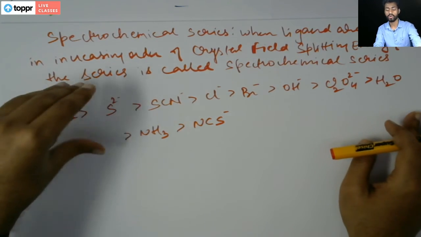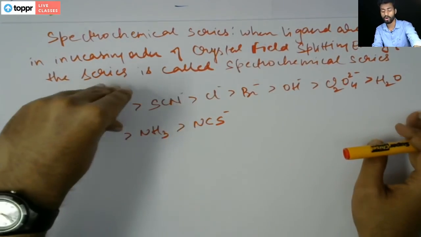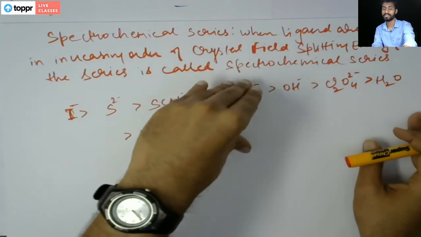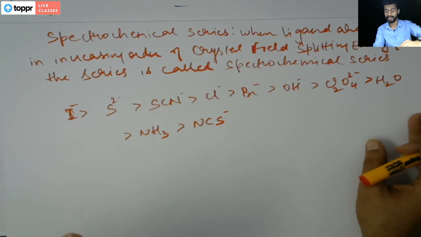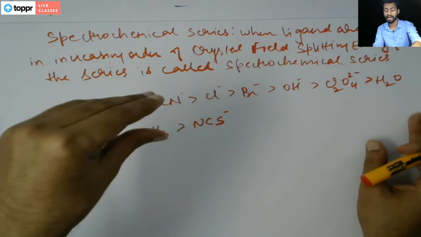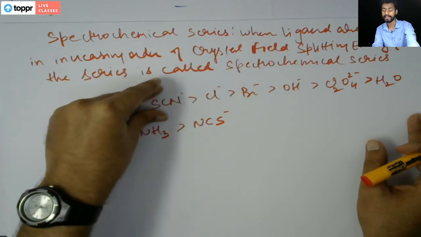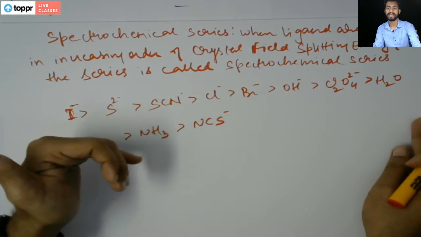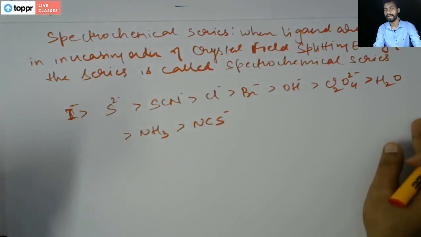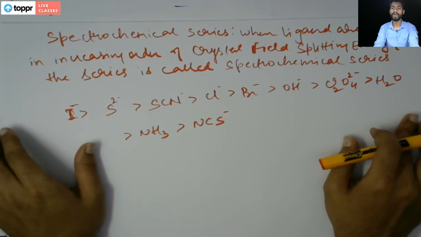This is the decreasing order of ligands in crystal field splitting energy. So I minus is having higher crystal field splitting energy, which is also called CFSE, as compared to S2 minus, which is having more as compared to thiocyanate, and the series goes on. In between, a few more ligands are there, which you can learn in later classes or in higher grades. Hope you are clear till now.